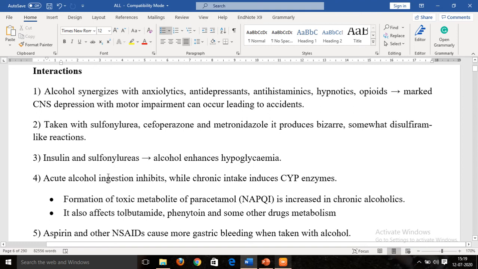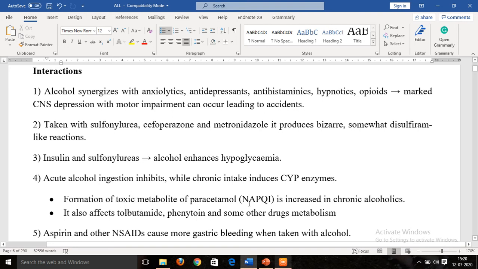Okay, so acute or small amounts of alcohol for a short period of time will inhibit the metabolizing enzymes, so that the metabolism of other drugs is inhibited, whereas with chronic intake, that is alcohol consumed over a period of time, it can induce the enzymes, that is, it will enhance the activity of CYP enzymes and ultimately result in an increase in the metabolism of certain drugs. There are a few examples quoted over here.